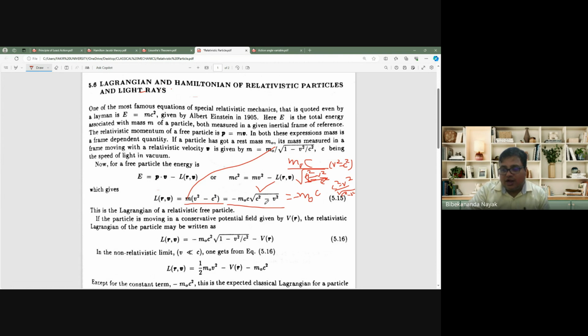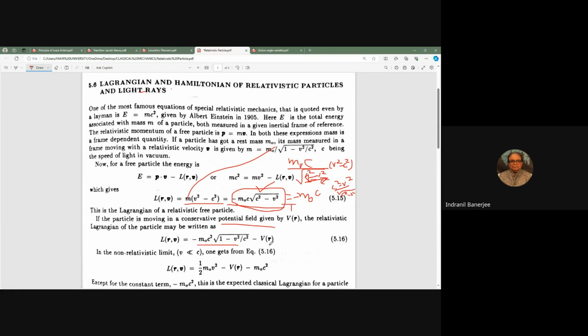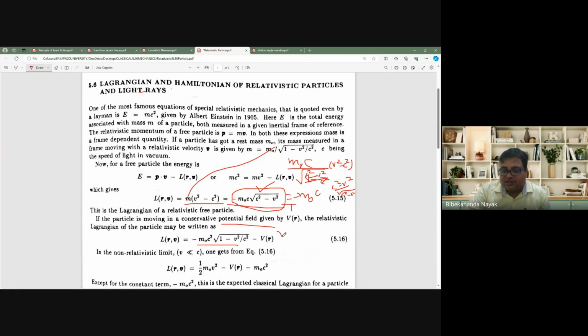Okay. If you add potential, or if the particle is moving in a conservative potential field, then we add potential. L is equal to T minus V. This is only the kinetic energy term. So it will be kinetic energy minus potential energy. This is the Lagrangian for a relativistic particle.